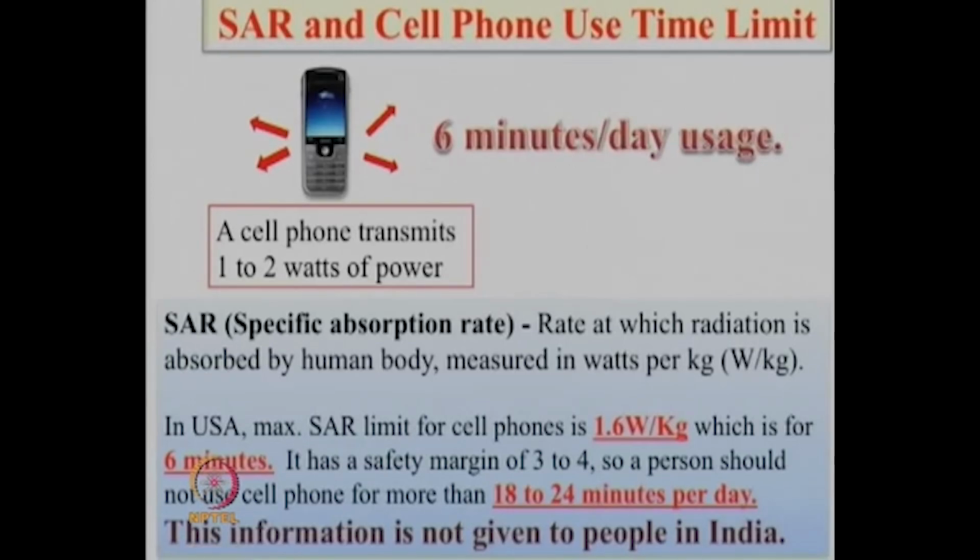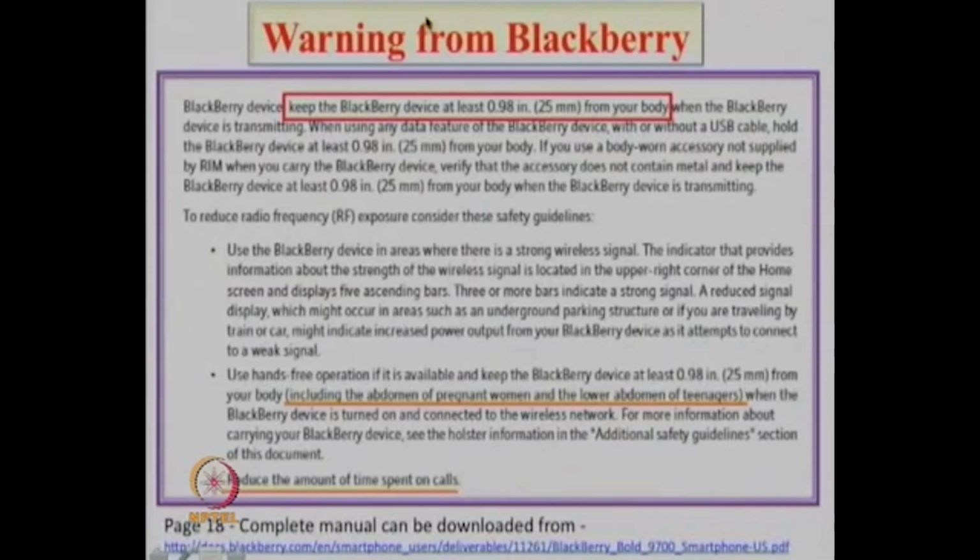But let us see what warnings are given on some mobile phones. I have listed the BlackBerry here, but similar warnings are given by the iPhone and other phones also. Let us see what it says. The BlackBerry says to keep the device at least 0.98 inches or 25 mm from your body. That means when you want to make a call, you should measure a distance of about 25 mm, 1 inch, keep the phone like this, and then make a call.